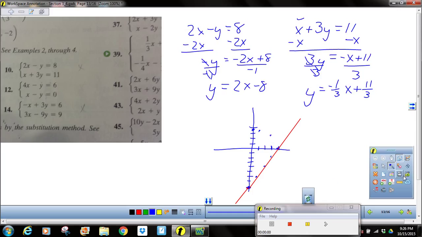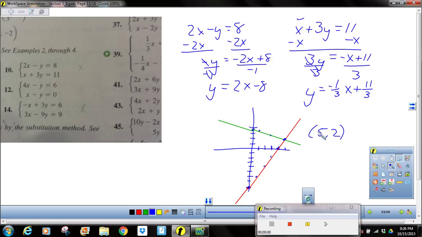And it looks like the solution is going to be at a place it's hard to tell. Looks like the solution is right here. To me, it looks like 5, 2 possibly. Now, how could I know if that's really the solution?